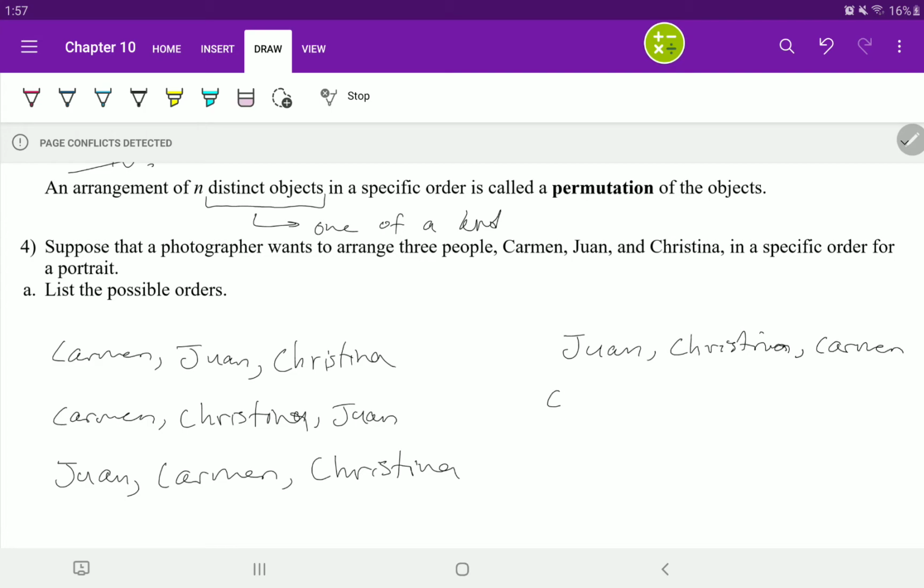I can have Christina, Juan, Carmen. I can have Christina, Carmen, Juan. And these are all the orders I can arrange Carmen, Juan, and Christina to take a portrait. 6 different ways.